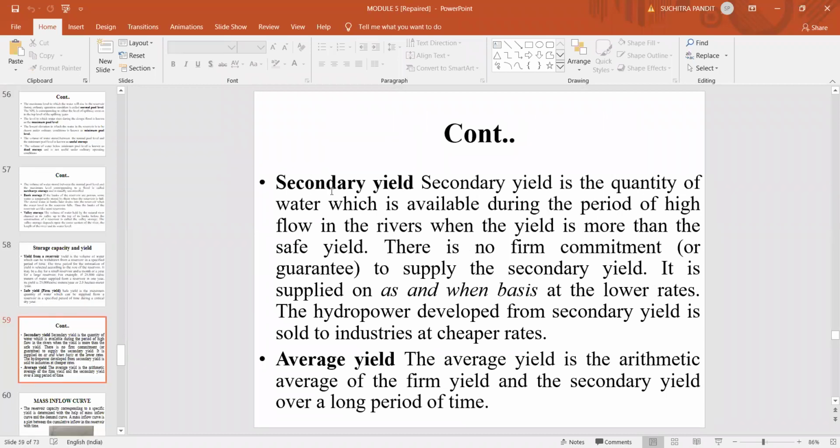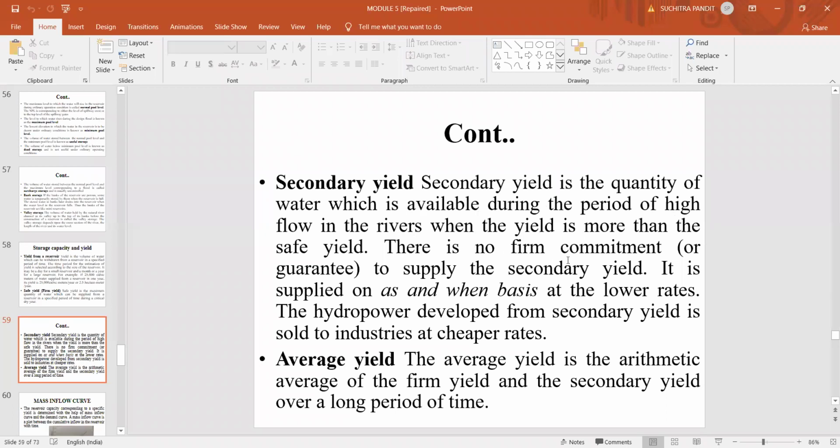Next is the secondary yield. Secondary yield is the quantity of water which is available during the period of high flow in the river. Whenever there is a high flow in the river, whatever water is available during that period is called the secondary yield. The secondary yield will be greater than the safe yield because it is available during high stages of flow in the river.